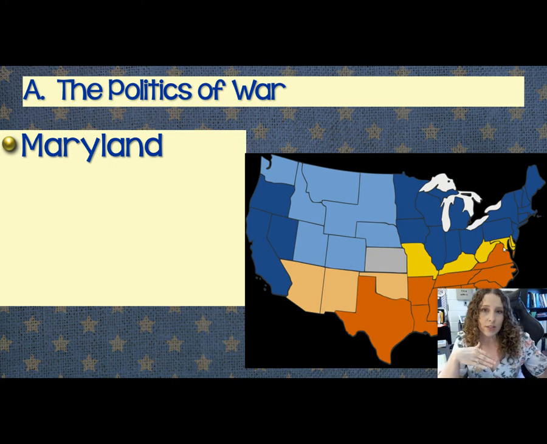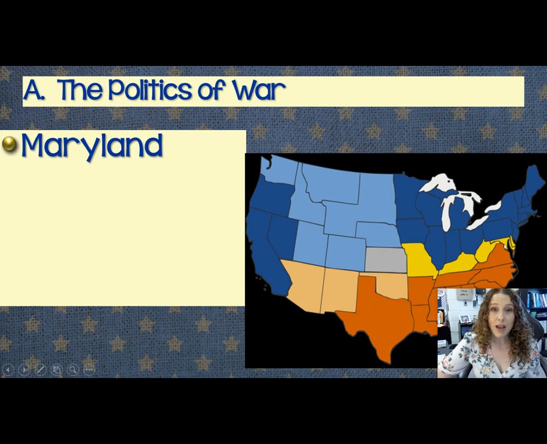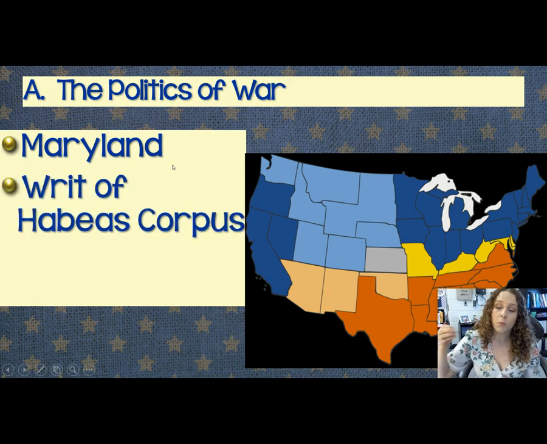Well, Virginia's already seceded. So if Maryland secedes too, then you're going to have the Union capital, Washington, D.C., sitting right smack dab in the middle of enemy territory, which probably wouldn't be a very good idea. So that is why Lincoln is going to do some rather extreme, and some might even say illegal, things in his presidency.